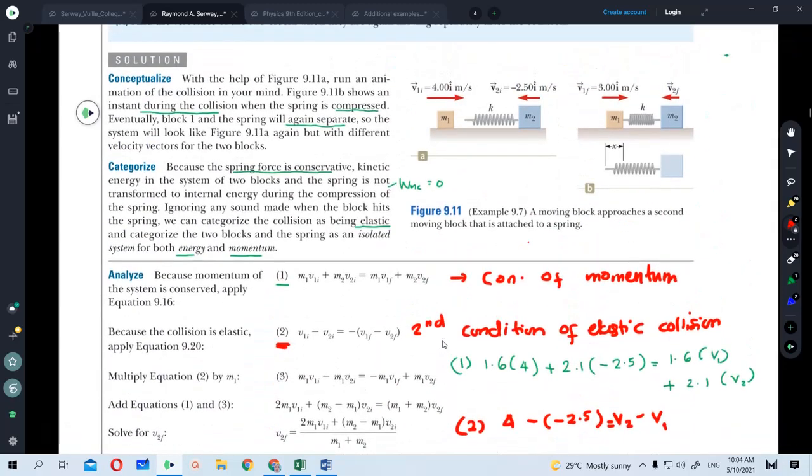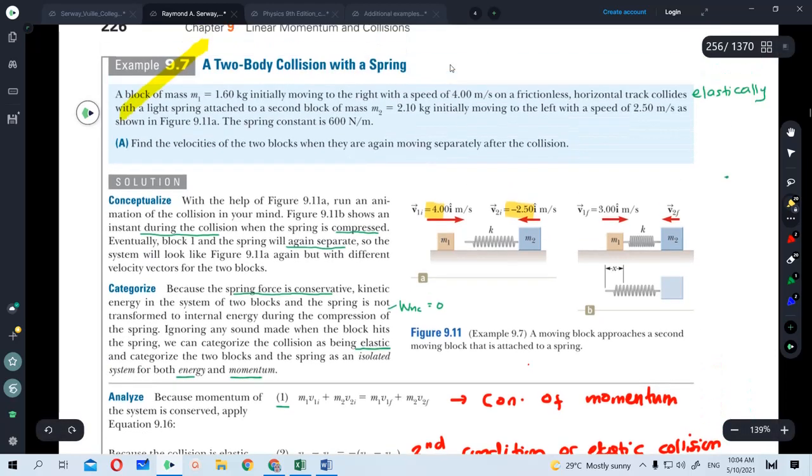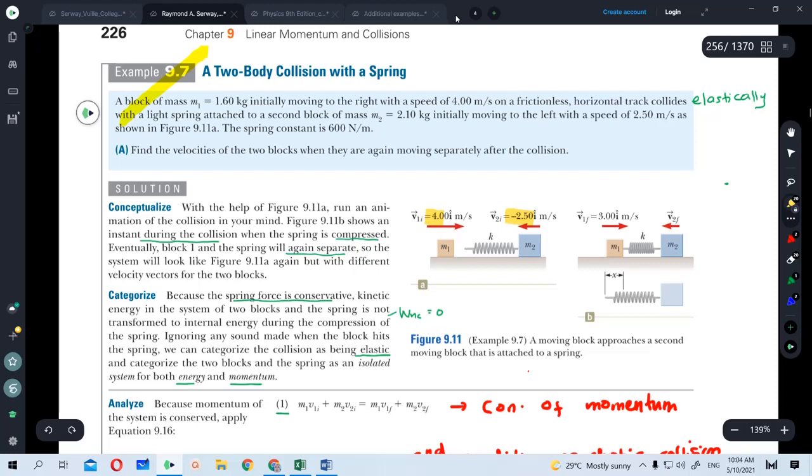So let's start with number 1A. Looking at the figure, we find there are two blocks where the first block has velocity in the positive x direction as 4. And the second block has negative 2.5. Now, according to the question, it moves on a frictionless horizontal track and collides elastically. Please add this term. For the exam, they will introduce the keywords so that you have the idea that the system is elastic.